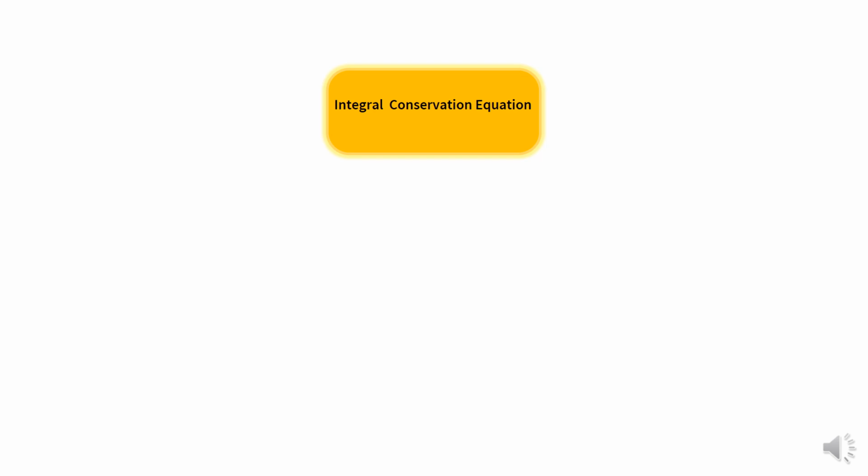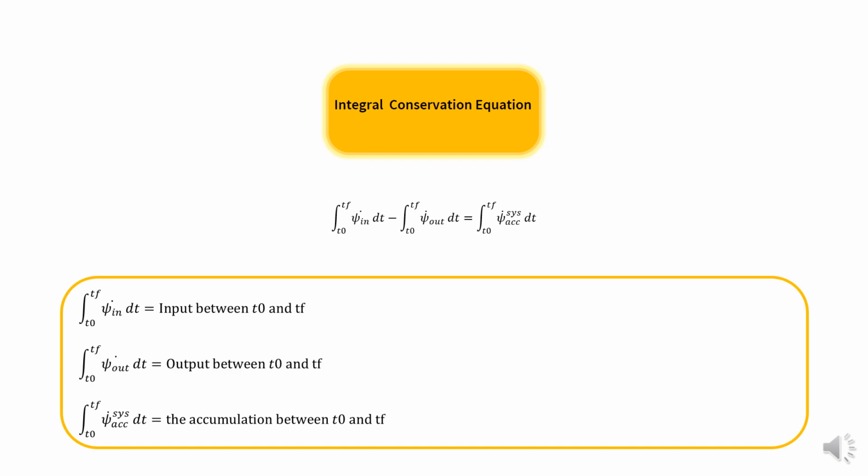The integral conservation equation can be written as the integral from t0 to tf of psi dot in dt, minus the integral from t0 to tf of psi dot out dt, is equal to the integral from t0 to tf of psi dot accumulation dt. Here, the integral of psi dot in dt is the input between t0 and tf, the integral of psi dot out is the output between t0 and tf, and the integral from t0 to tf of d psi over dt is the accumulation between t0 and tf.